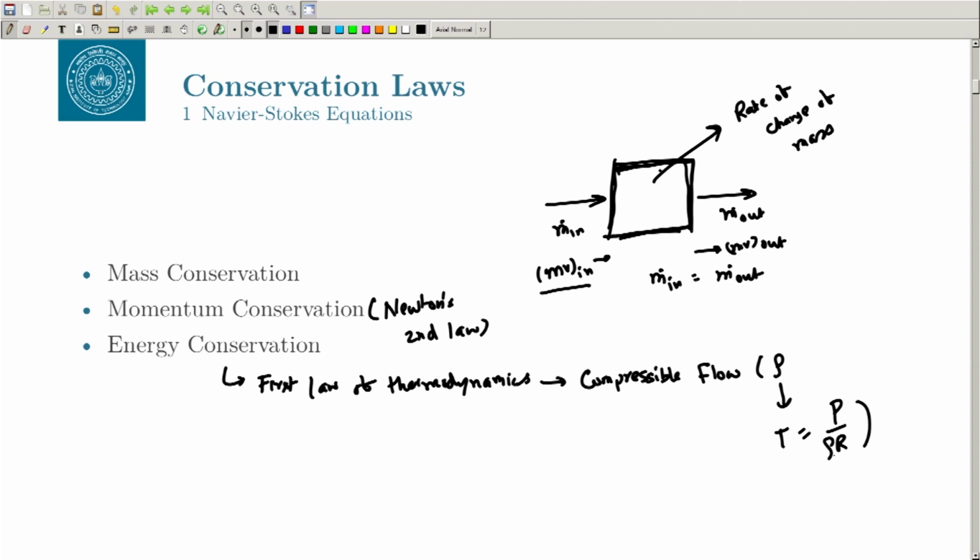Now, this energy conservation can be of many different forms. I will cover those in the lectures. It can be just the internal energy, or the internal plus kinetic energy, or internal plus kinetic plus potential energy, plus you can have the thermal energy equation, total energy equation, kinetic energy equation, and so on and so forth. So, let us go one by one.